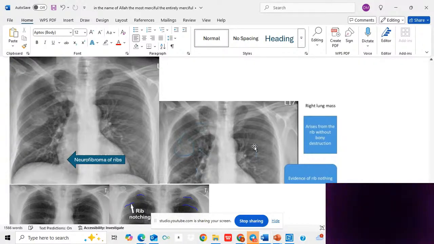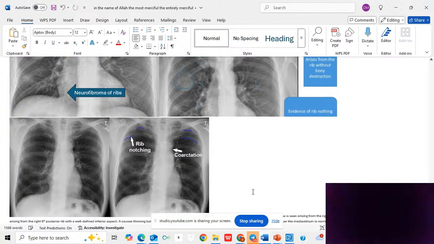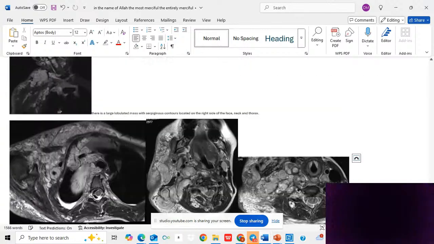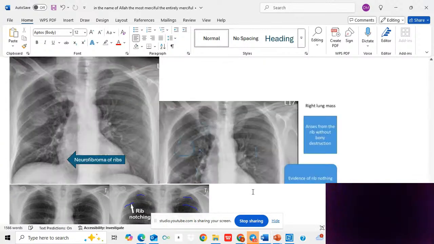However, the inferior rib notching here is associated with rib lesions, with opacities arising from the ribs. So this is consistent with neurofibroma of ribs. Sorry, it's not neurofibroma of ribs. This is consistent with neurofibromas.